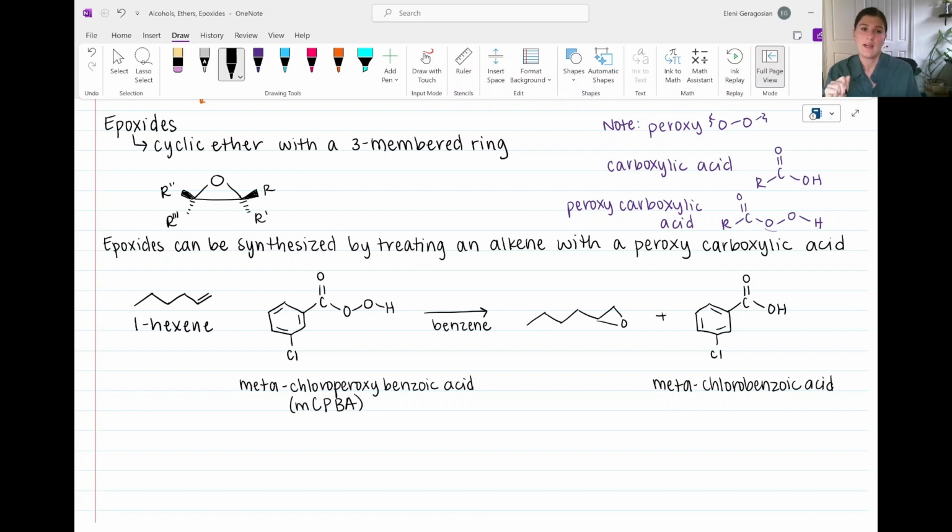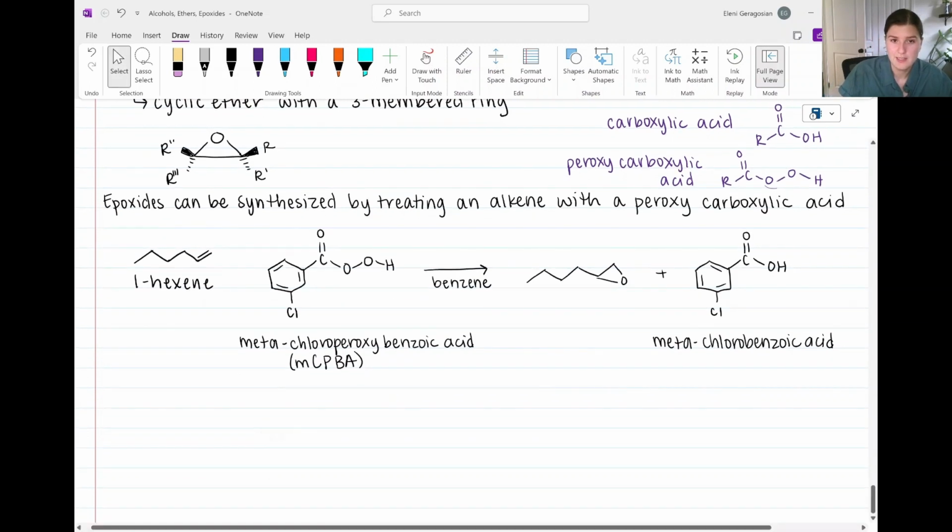So the alkene that's used for this reaction, we will definitely see that change. We'll look at different alkenes and what products are created by that alkene. But we'll often see the same MCPBA reagent and benzene solvent. We will look at the mechanism. It's a one-step concerted mechanism.